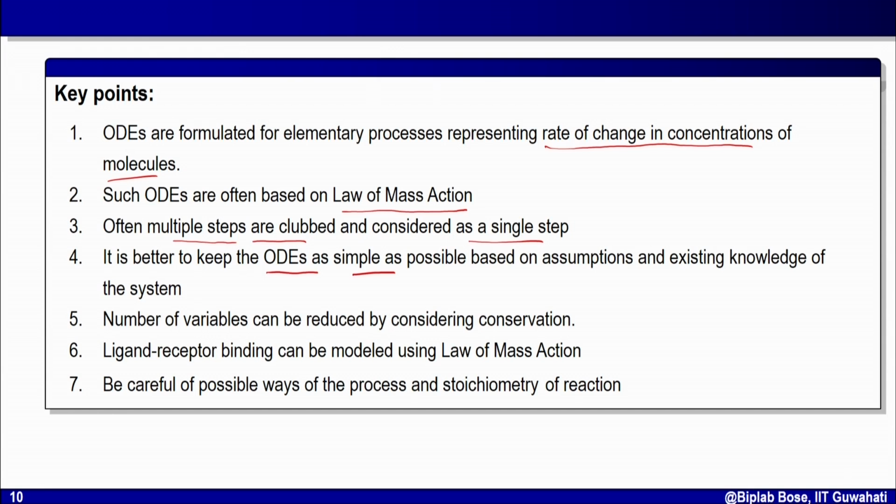Whenever possible, we will try to use the conservation rule, the way we have done in the case of ligand receptor. I have considered the total amount of ligand and total amount of receptor as constant throughout the process. And in many cases, in other biological processes also, you can assume this type of conservation where the total amount of a particular type of molecule does not change with time. So if you can consider conservation, the number of ordinary differential equations in your model will reduce. So reduce the number of variables by considering conservation.